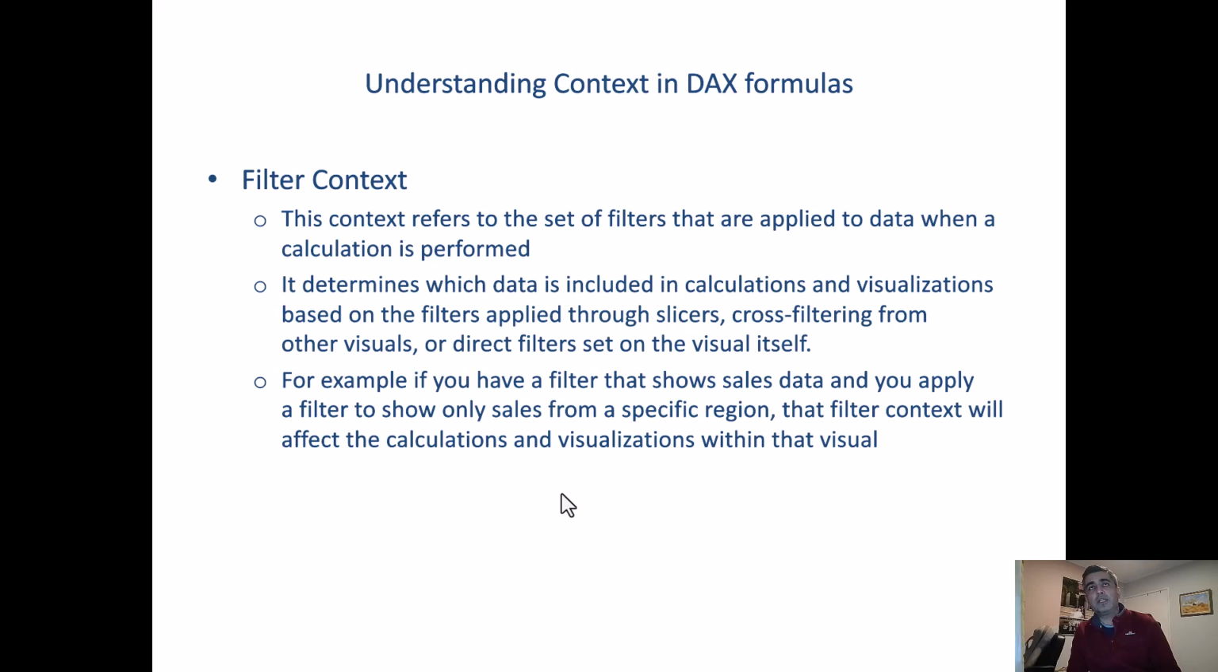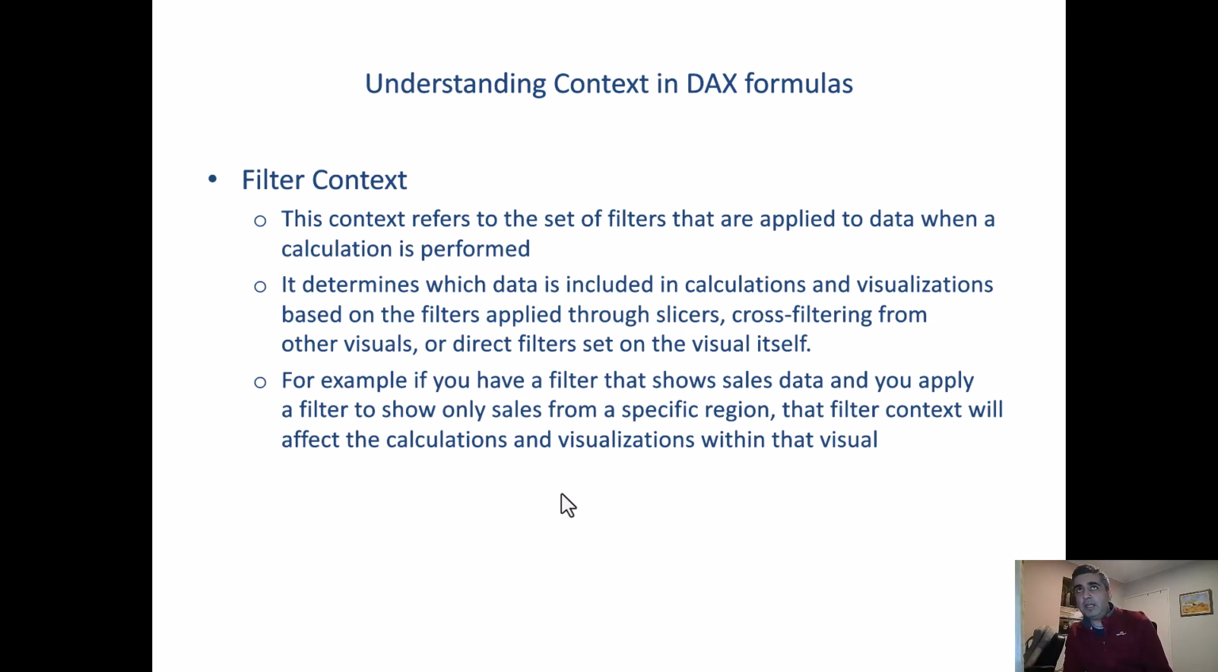Now moving on to the filter context. This context refers to the set of filters that are applied to the data when a calculation is performed. So it determines what data is included in calculations and visualizations based on the filters applied through slicers, cross-filtering from other visuals, or direct filters set on the visual itself. For example, if you have a visual that shows sales data and you apply a filter to show only sales for a specific region, that filter context will affect the calculations and visualizations within that visual. Let's say you have other filters; it will take into account those filters, but it will also put this other filter on top, and that's a filter context.